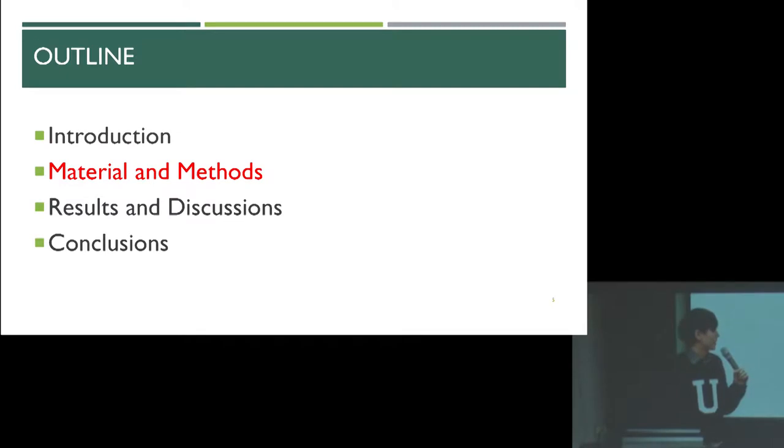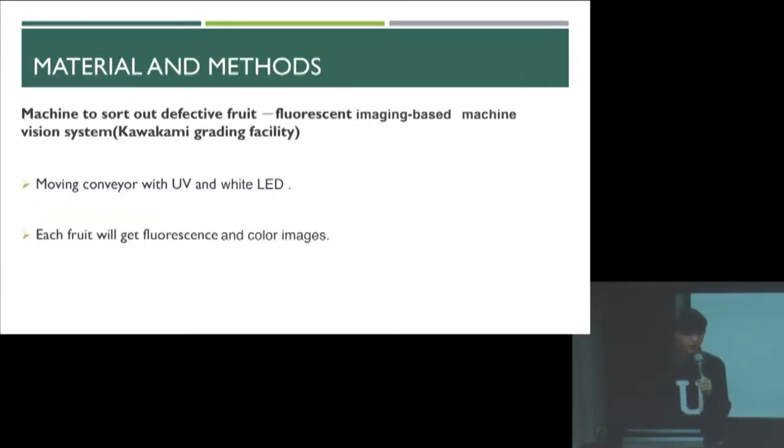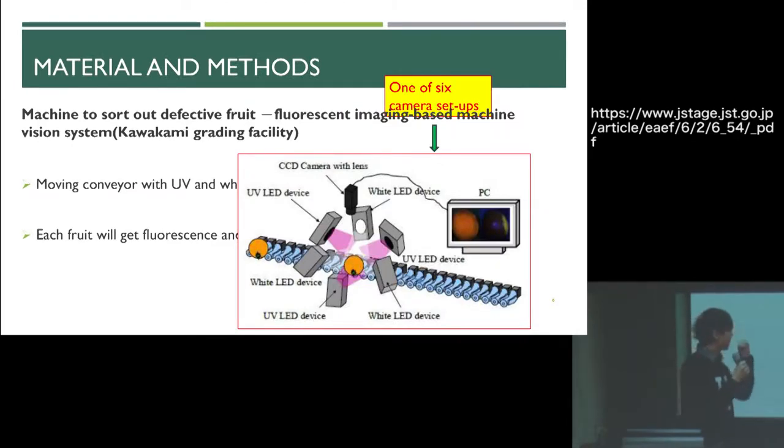And then is the material and method. We first use a machine to sort out the defective fruits. This equipment was developed at the Kawakami grading facility, and it is based on the fluorescence image. It includes a moving conveyor with UV and LED, and each fruit will get a fluorescence and color image. And there is a figure of the machine.